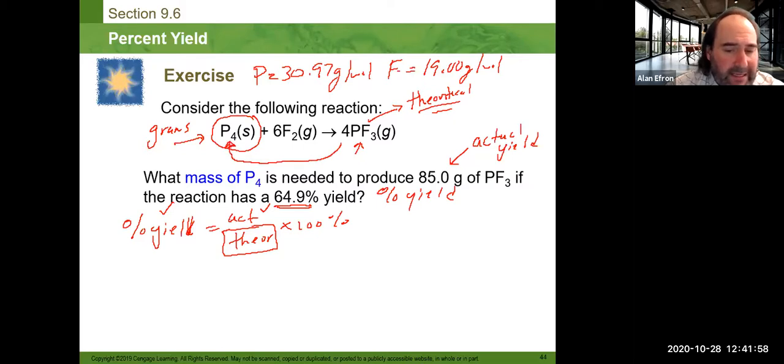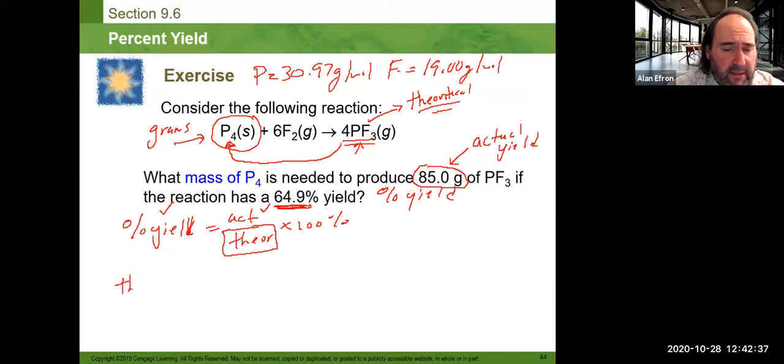The reason we can't use the 8.5 grams to go backwards in this particular case is that it's our actual yield based on only 64.9%. Remember that the theoretical yield is based on 100% of this reaction occurring correctly, and that allows us to figure out, in theory, how much we should start with. So that's why we can't directly go backwards from the 8.5 grams to our P4: we're not going to get 100% of it. We have to use our percent yield to figure out our theoretical yield first.